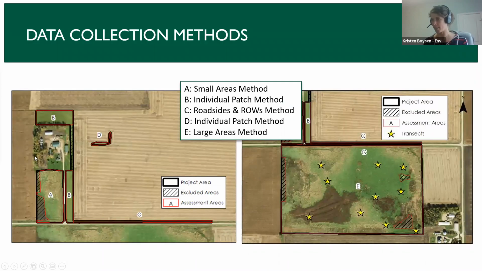So just for example, here's our map again. For A, we did that small areas method. For B, we're going to do an individual patch method because they're small enough to do that. For area C, this very long skinny thing here, we're going to do our right-of-way method because it's so long and skinny, and you couldn't possibly fit 10 plots across it on your transect. And then for E, we're going to do our large area method.